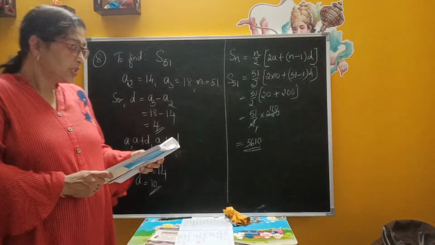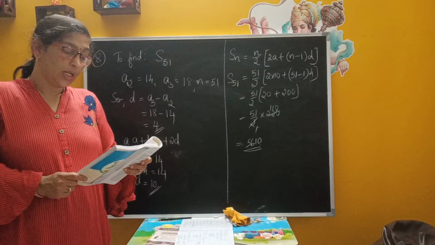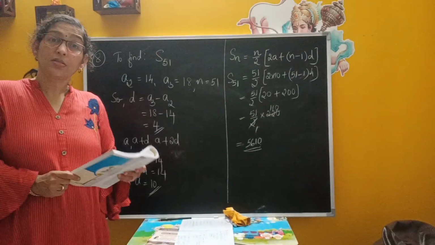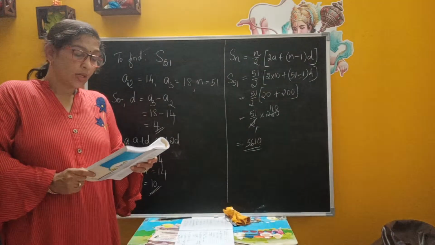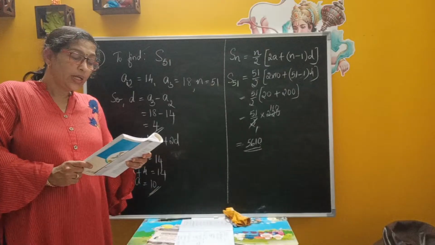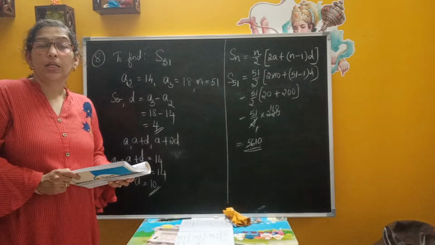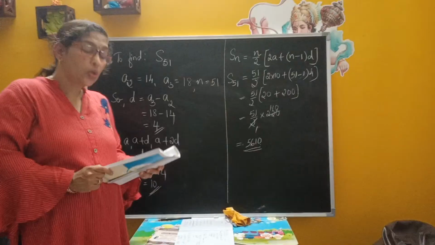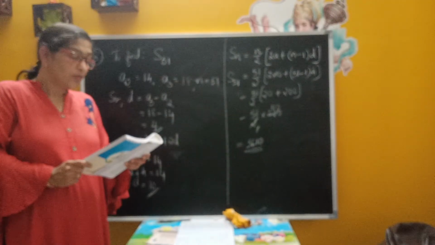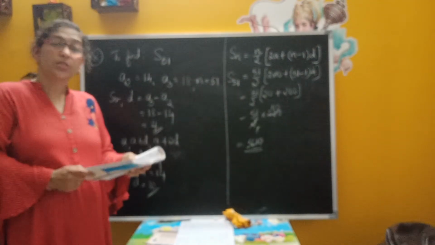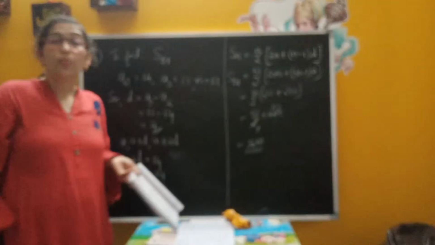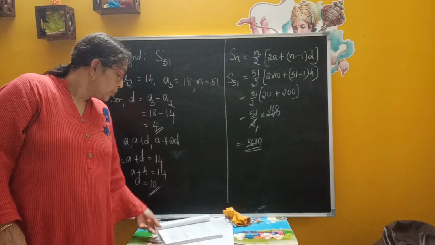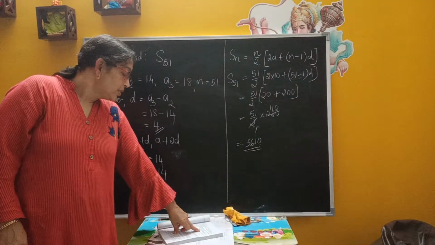If the sum of first 7 terms of an AP is 49, so S7 is equal to 49, and that of 17 terms is 289, so S17 is equal to 289, find the sum of first n terms. We should get a formula. So using this, what do we get?